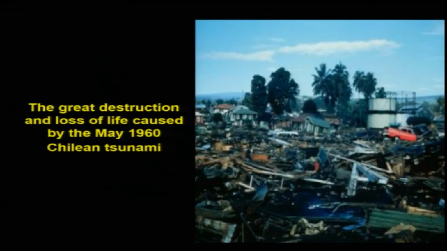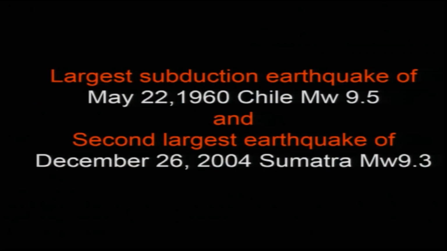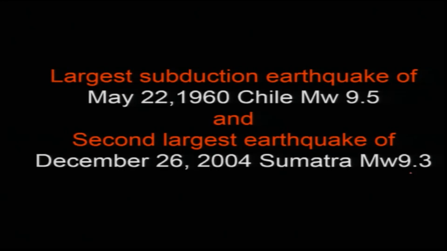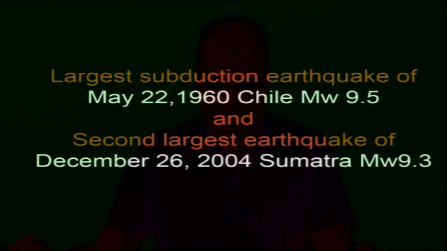So, this was the great tsunami of the 1960 Chilean earthquake of magnitude 9.5. So, the largest subduction zone earthquake, of May 22nd, 1960, the Chilean earthquake, magnitude was 9.5, and then the second largest we consider as 9.3, but in some literature you will find that the second largest earthquake has been listed as an Alaskan earthquake from North America, and that was around 9.4 or so. So, anyway, for us, the 2004 was the second largest one, as compared to the 9.5 Chilean earthquake, the largest one.